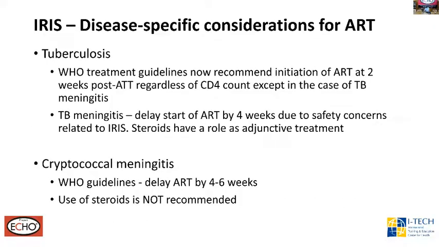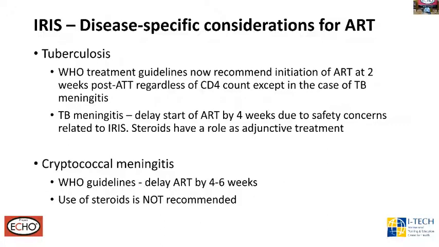So there are a couple of disease-specific considerations for antiretroviral therapy. In terms of tuberculosis, the guidelines as to when to introduce antiretroviral therapy in someone who's being treated for TB have been coming down progressively over time. It used to be 8 to 12 weeks, then it was 8 weeks unless the CD4 was less than 50. Now it's 2 weeks across the board regardless of CD4 count. And this was in the most recent update of the treatment and care guidelines put out by WHO. And this is except in the case of TB meningitis.